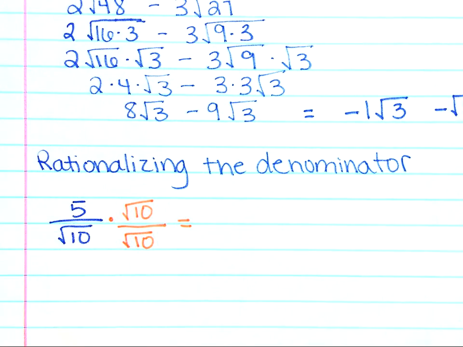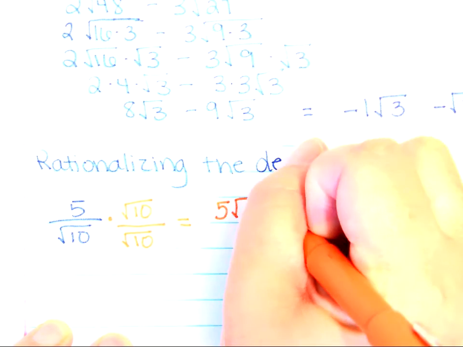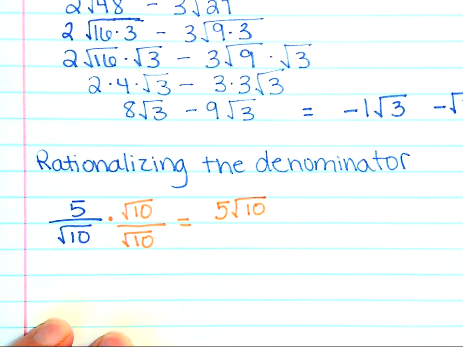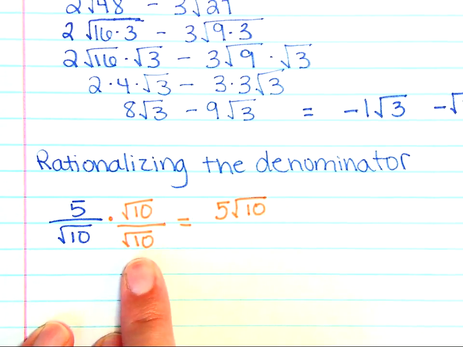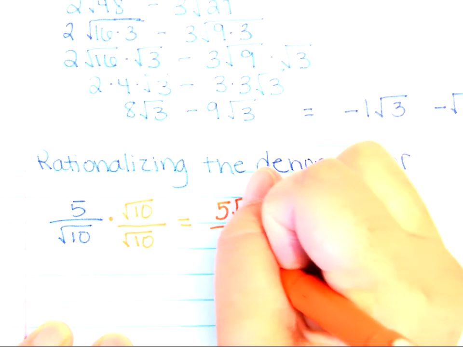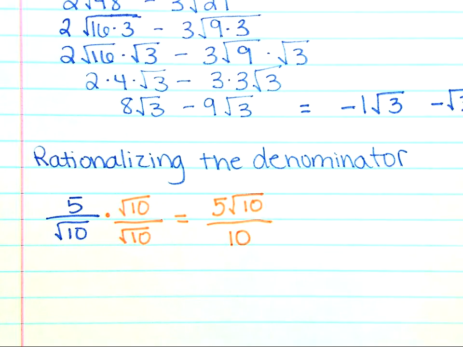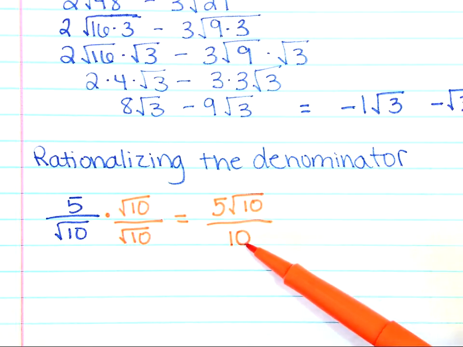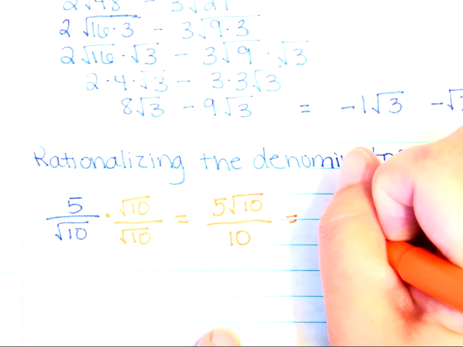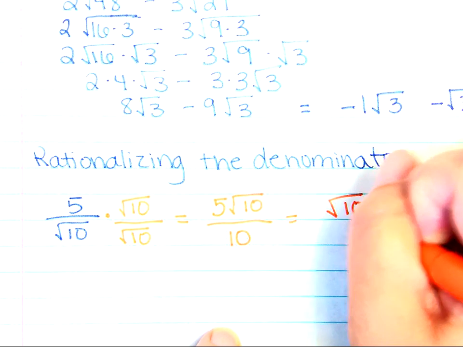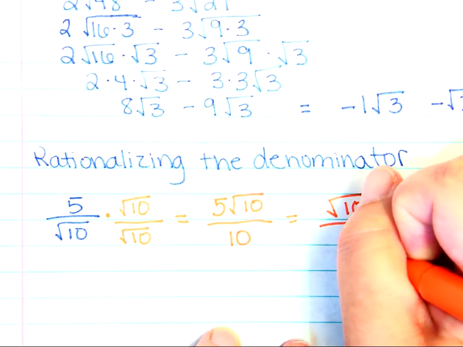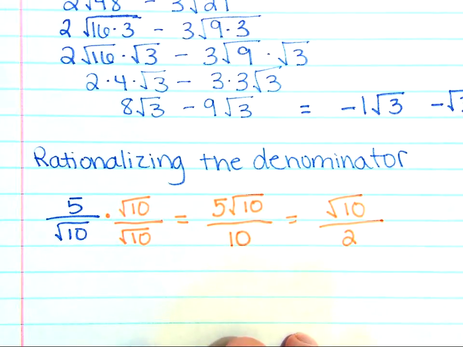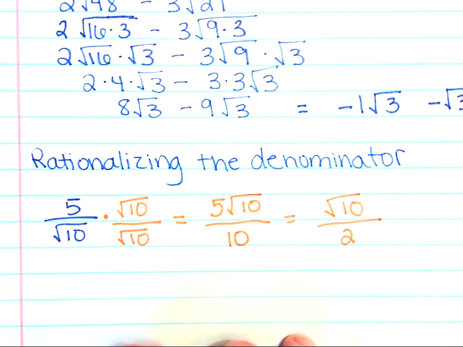5 times the square root of 10, I can't really do anything with. So I've got 5 square roots of 10. Square root of 10 times the square root of 10 would be the square root of 100, which is 10. Now, what you need to think about is this is really 5 over 10. So I should be able to simplify that as the square root of 10 over 2, because there's a 1 in front of here. The 1 is not necessary.